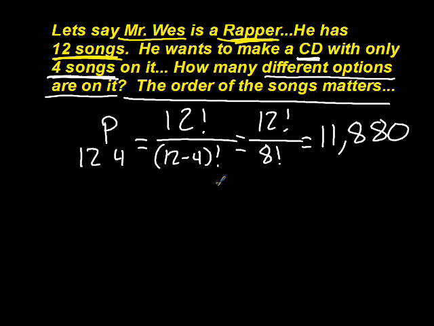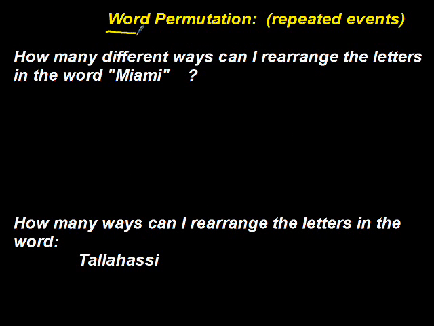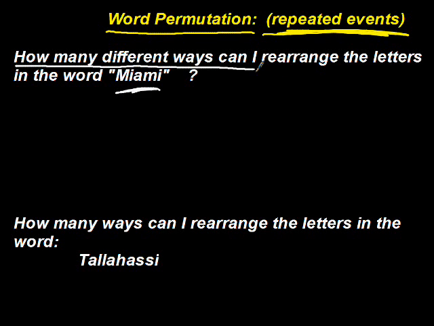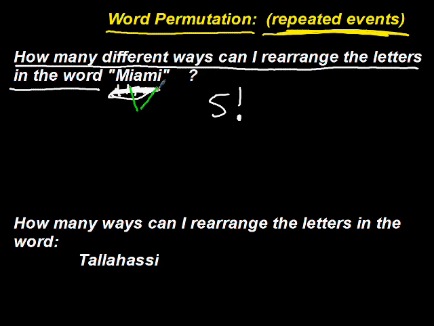Okay, let's deal with some different types of permutations. Let's look at word permutation, with repeated events. Okay, let's check out this word Miami. All right, how many different ways can I rearrange the letters in the word Miami? Put the M over there, put the M over there. How could I rearrange it? Well, you think we have 1, 2, 3, 4, 5 different letters, so it's going to be 5 factorial. But what you have to pay attention to is that I is repeated twice, and that's a 2 factorial. So we need to divide by 2 factorial because we have 2 letters that are repeated, and we end up getting 60 here.